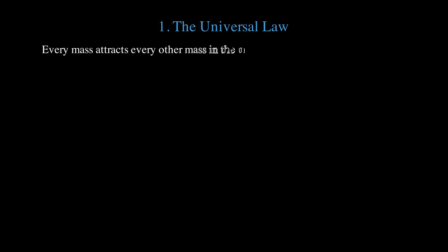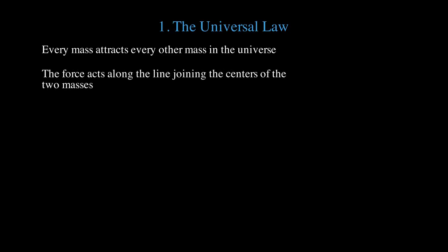The most remarkable thing about gravity is that every single mass in the universe attracts every other mass, no matter how large or small. This gravitational force always acts along an imaginary line connecting the centers of the two objects. Here we see two masses attracting each other with equal and opposite forces, along the line connecting their centers.